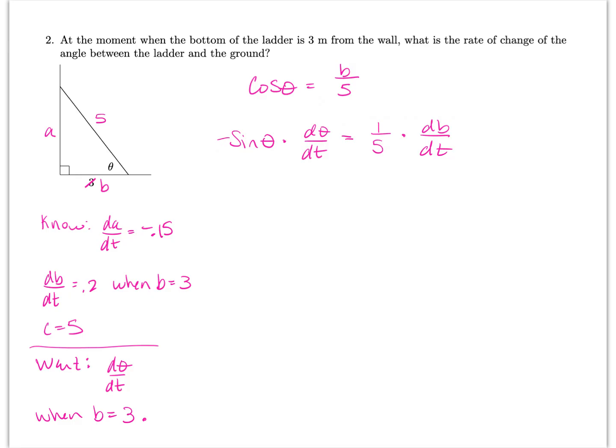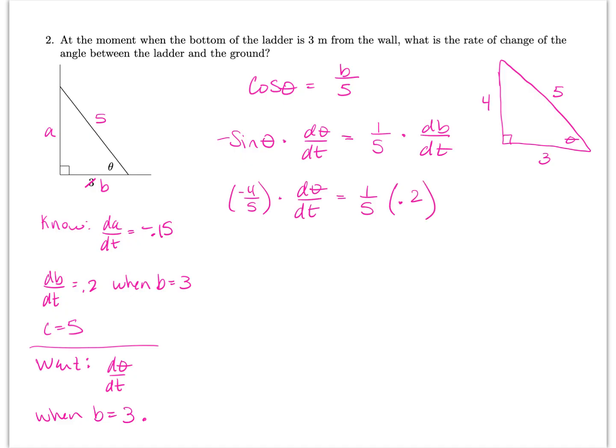Now I have a specific moment in time I'm interested in. That is when b is 3. The ladder's always 5. And when b is 3, the height a will be 4 from the Pythagorean theorem. So there's theta. So sine theta at this moment is 4/5. So I've got negative 4/5 times d theta dt, which is what I'm interested in, equals 1/5 times dB dt, which is given as 0.2.